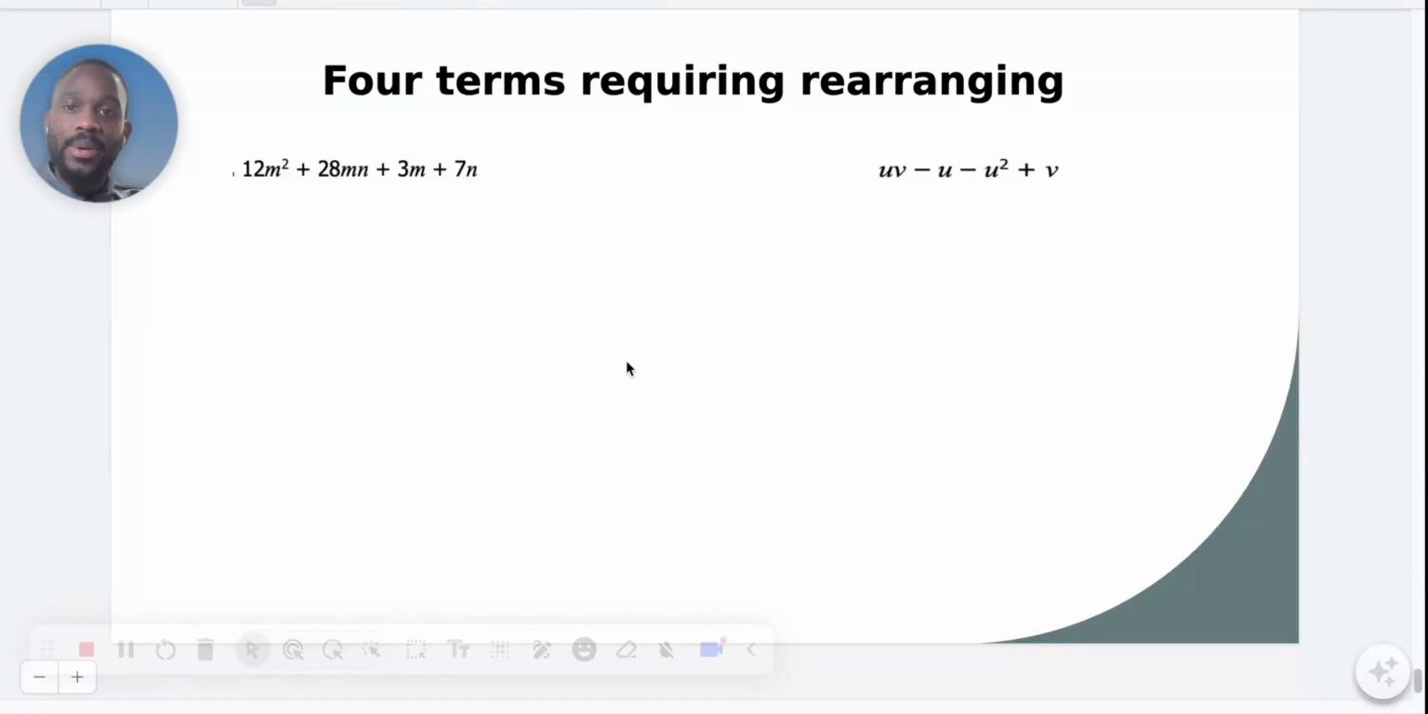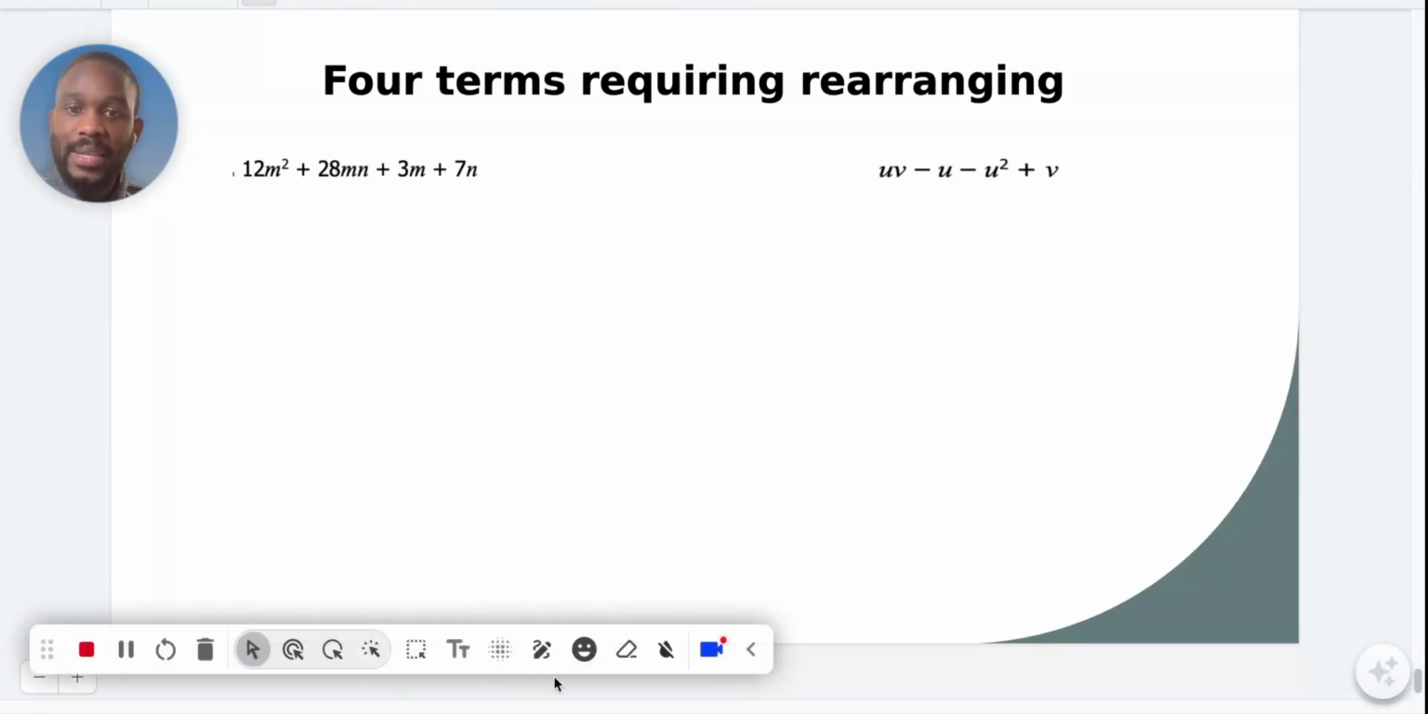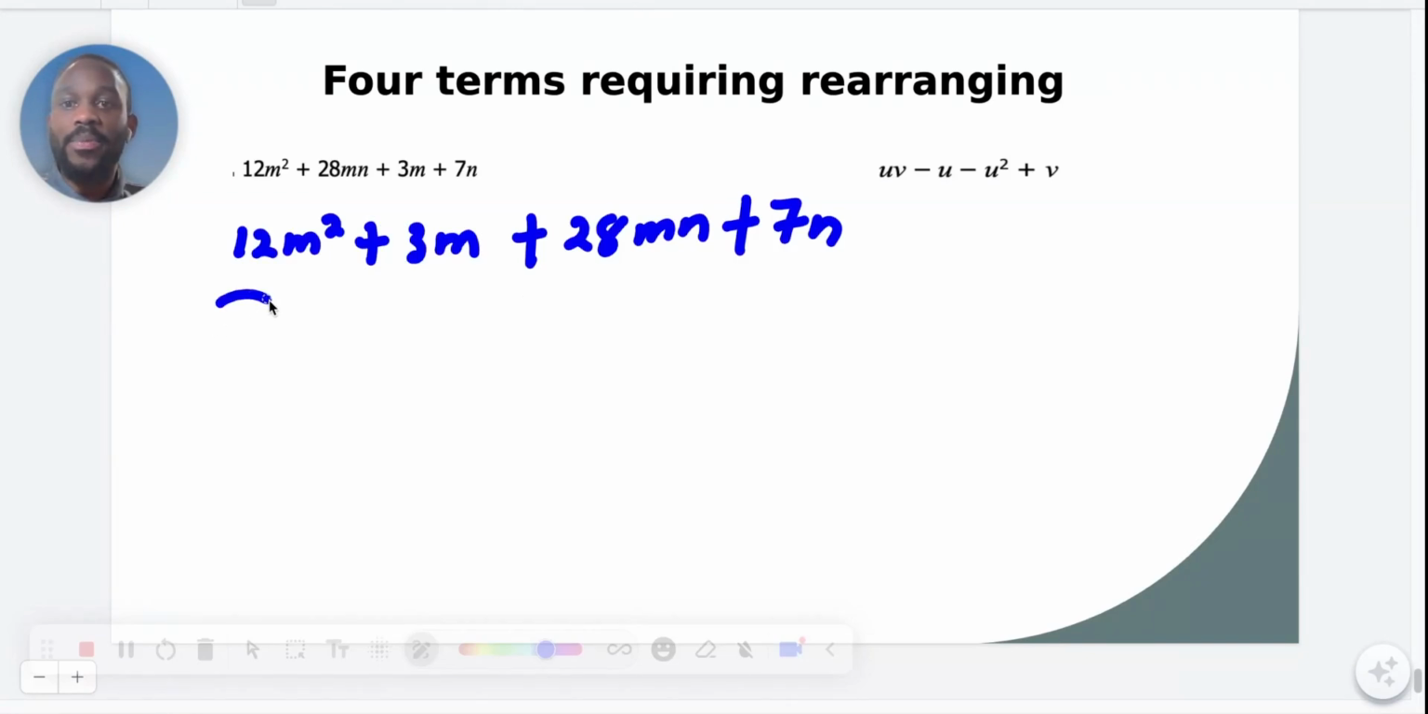What if the four terms require rearranging? What that means is they are not ordered correctly. Let's look at these two terms. I would rearrange it and make sure it's starting with the highest exponent, and then I'll do what we've been doing. So factor these two terms, and then factor these two terms together.